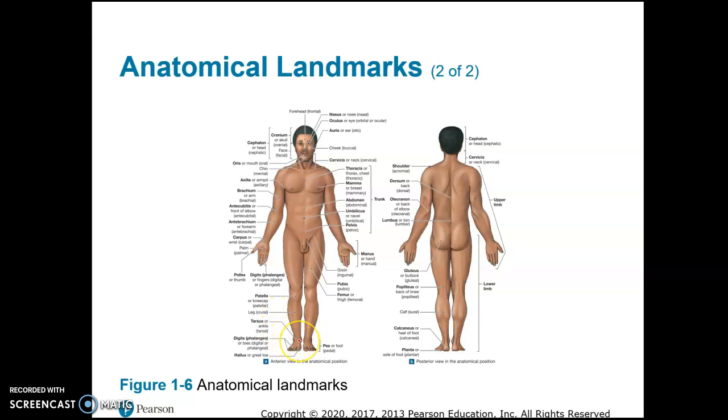The ankle region is the tarsal region. And then we have the phalangeal region again. The toes and the fingers are all digits or phalanges, so we just say phalangeal region. And the big toe is called the hallux.